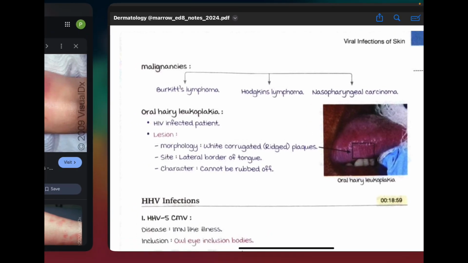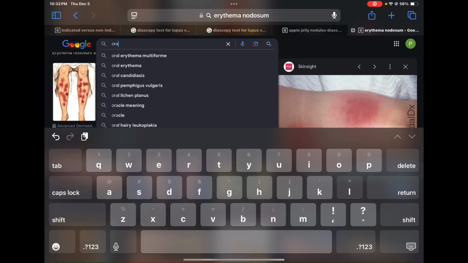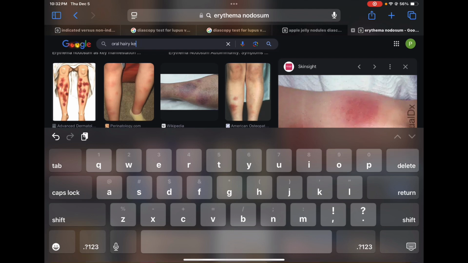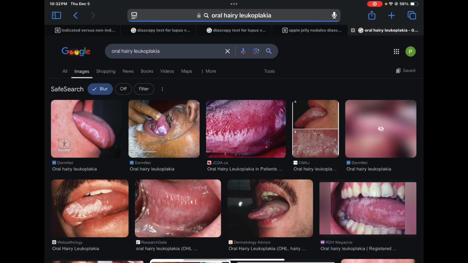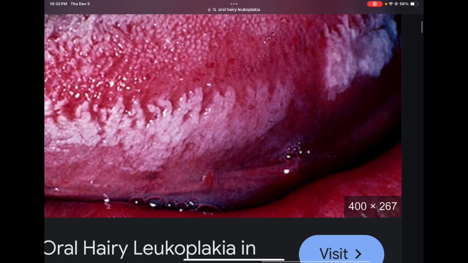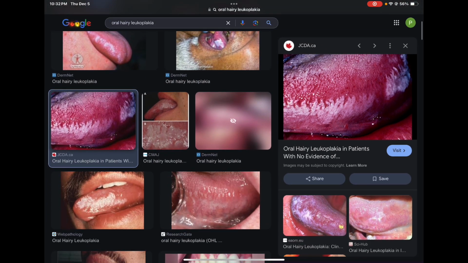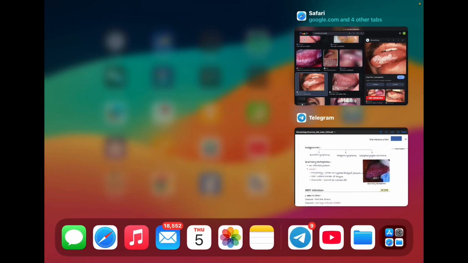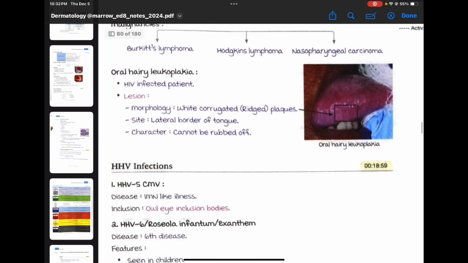Oral hairy leukoplakia. We will see if it looks hairy. It happens in HIV patients on the side of their tongues. Here, this doesn't look hairy to me, that's why I don't like the name. Rigid plaques and white color.